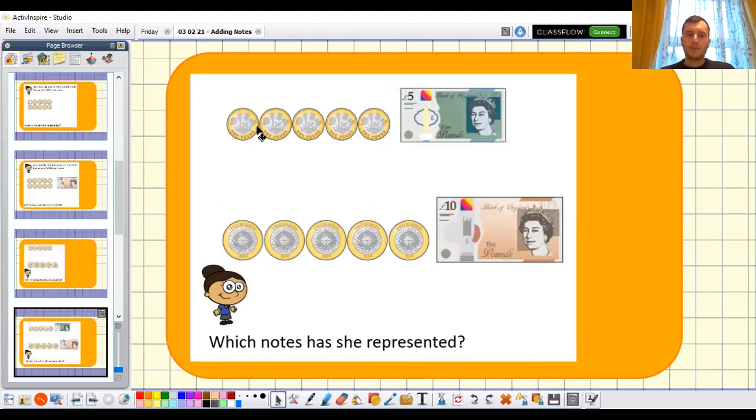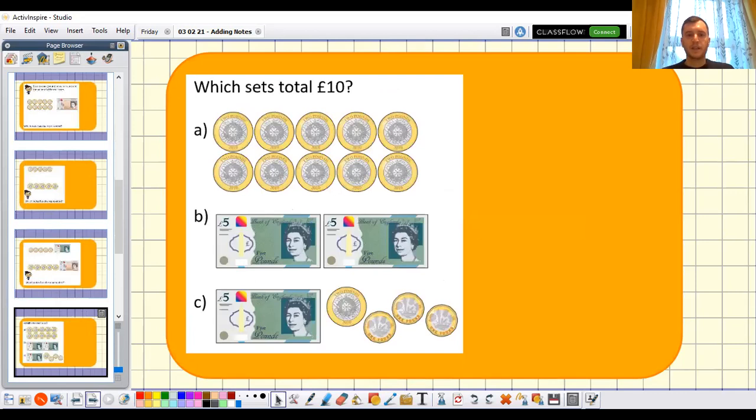So the top one, there are 5 £1 coins. So 5 £1 coins make £5. At the bottom, there are 5 £2 coins. If we count in twos, it's 2, 4, 6, 8, 10. So those are the same as a £10 note. Well done if you got that one, because obviously we were counting in twos, not ones there.